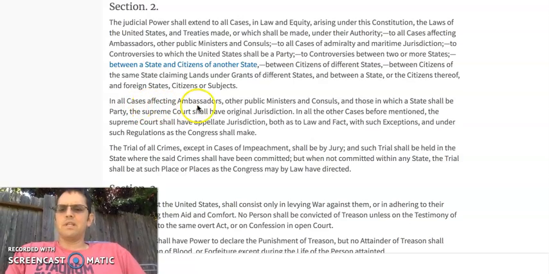In all cases affecting ambassadors, other public ministers, and consuls, and those in which a state shall be party, the Supreme Court shall have original jurisdiction. In all the other cases before mentioned, the Supreme Court shall have appellate jurisdiction, both as to the law and fact, with such exceptions and under such regulations as the Congress shall make.